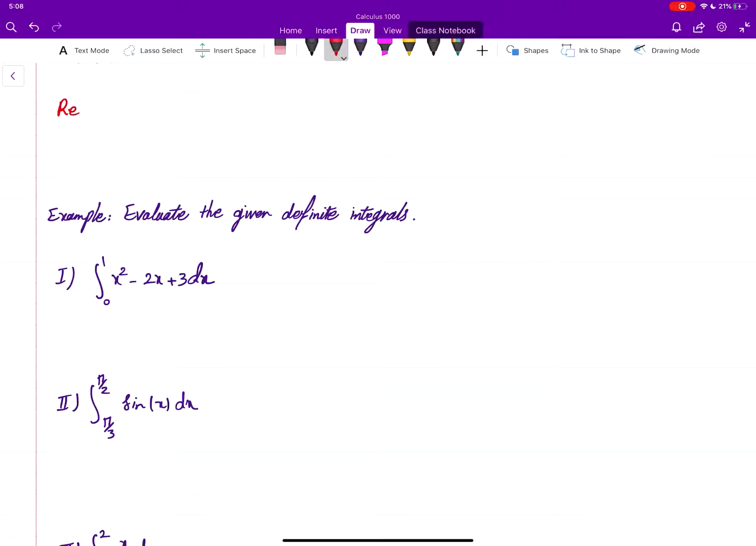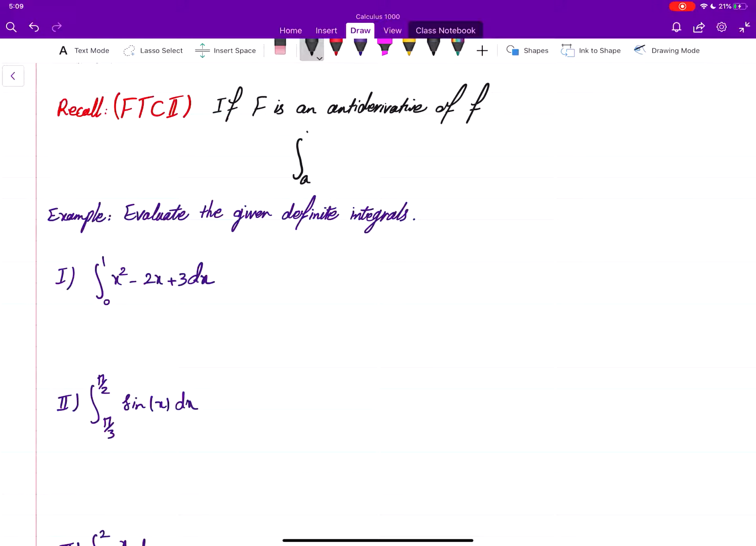Let's recall that the fundamental theorem of calculus, FTC part 2, says that if F is an antiderivative of a continuous function f, then the value of the definite integral of f of x dx from a to b is equal to F evaluated at the upper limit minus F evaluated at the lower limit. So you just need to find an antiderivative, and by evaluating at the limits and subtracting, you get the value of the integral. Let's do these examples.